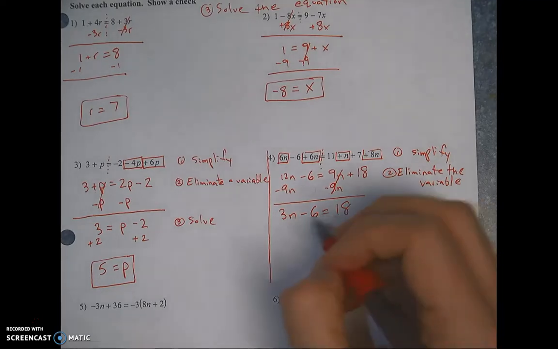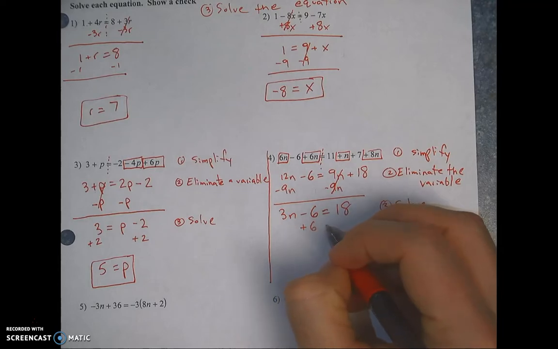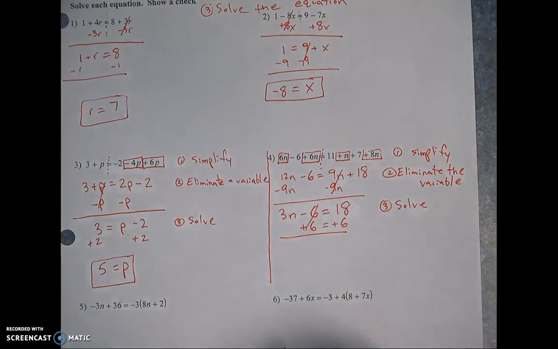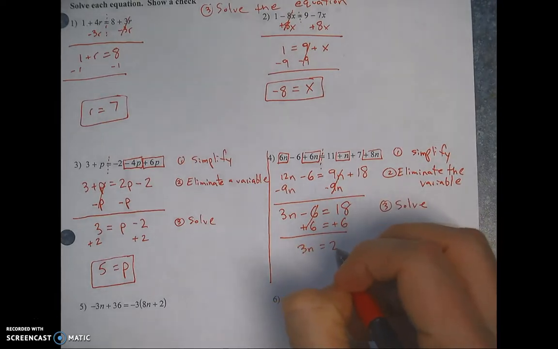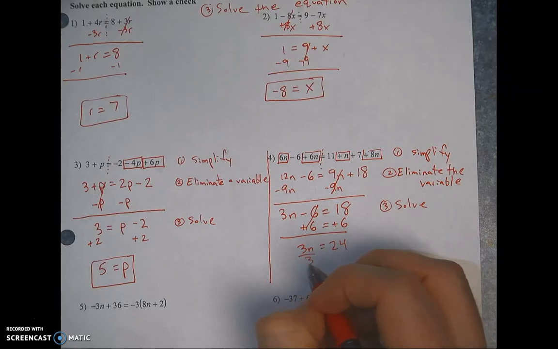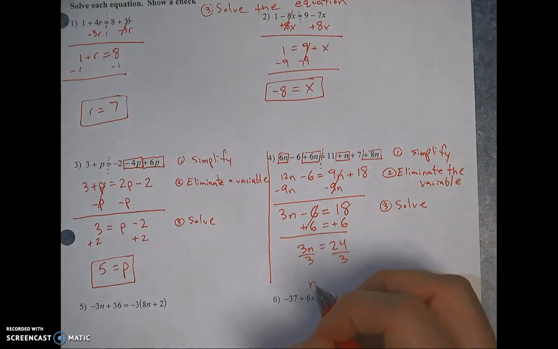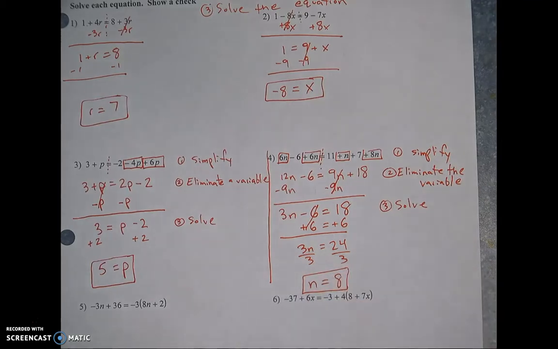Start with a lonely number. So plus 6. The minus 6 and the plus 6 will cancel, leaving me 3n equals 24. Divide by 3. And n equals 8. Okay.